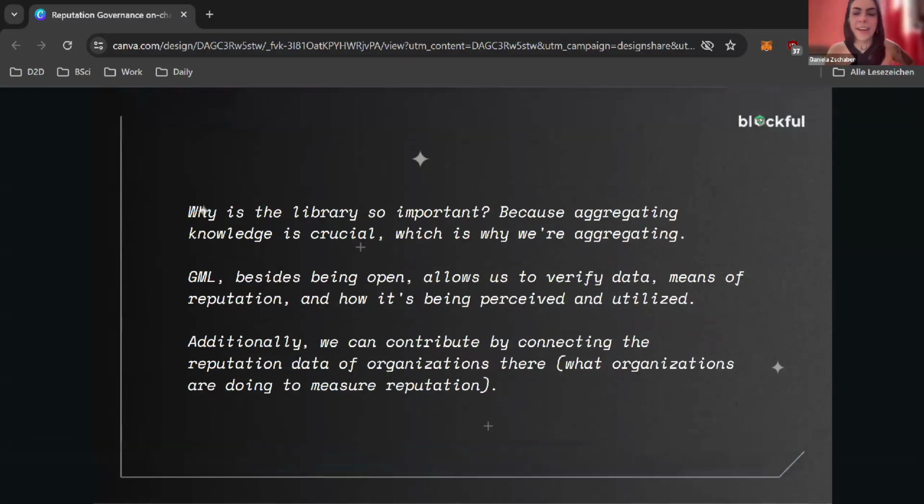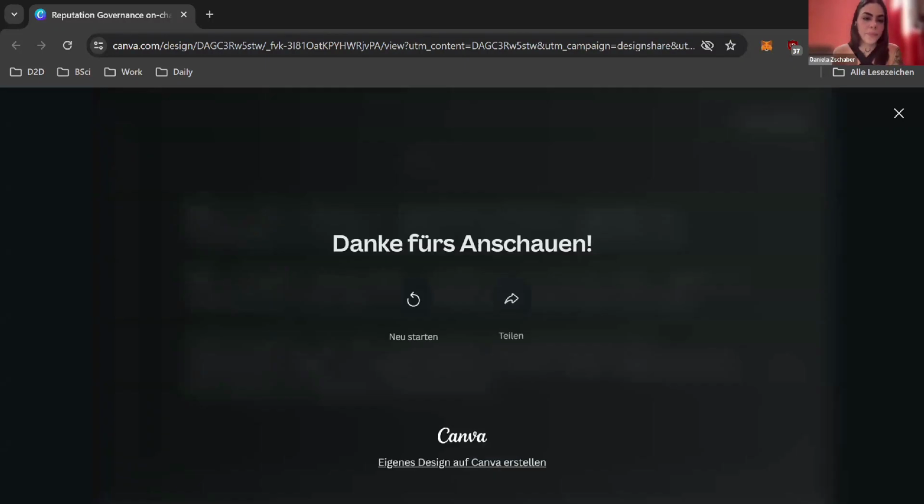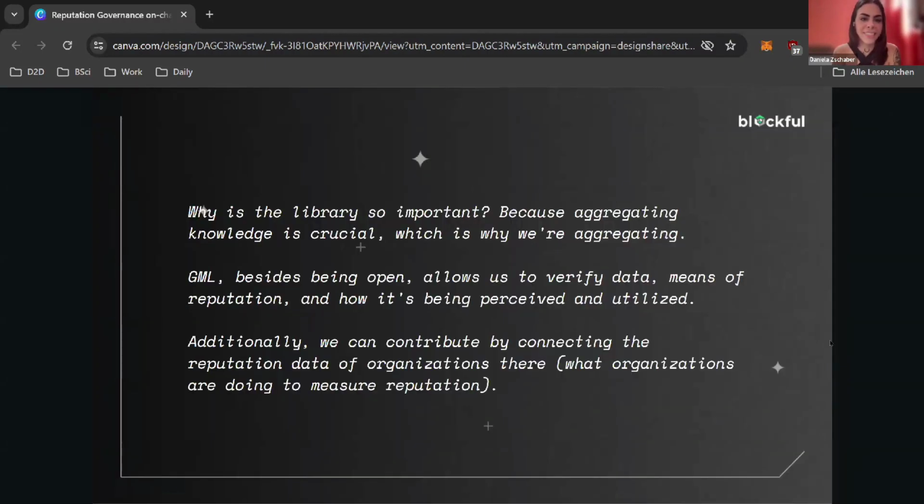And I have some things about GML. Why is the library so important? Because they are aggregating knowledge, and this is crucial, which is why we are aggregating reputation. We are aggregating things that the DAOs can say is reputation. And GML, besides being open, allows us to verify data and contribute also, and see how it's being perceived and utilized. Additionally, we can contribute by connecting the reputation data of organizations there.